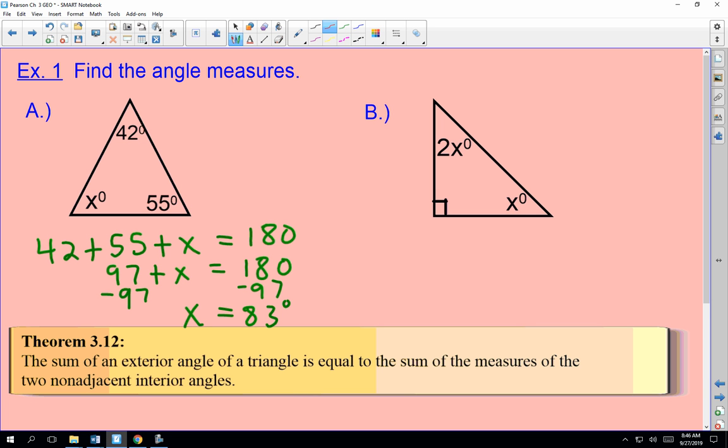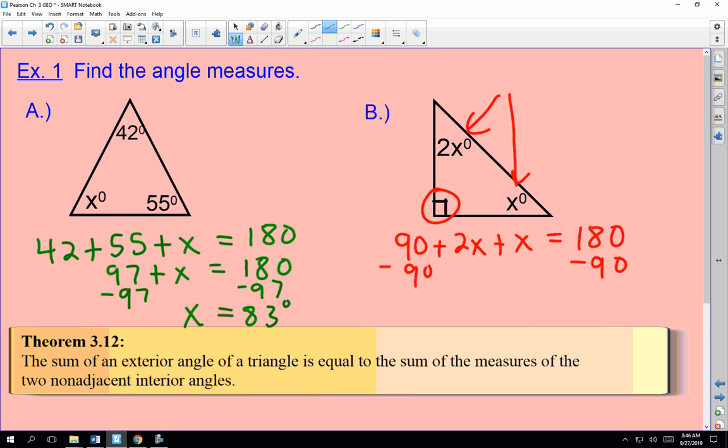Uh-oh, what about this one? Okay, so we got 90 plus 2x plus x has to equal 180. You can kind of shortcut this a little bit when you've got a 90 in here. Really what it amounts to is that you could take off the 90 from each side right off the bat. And so the other two angles, this one and this one, have to be complementary. So 2x plus x has to equal 90. And you can combine those two. So 3x equals 90. I'm sorry, what's that?